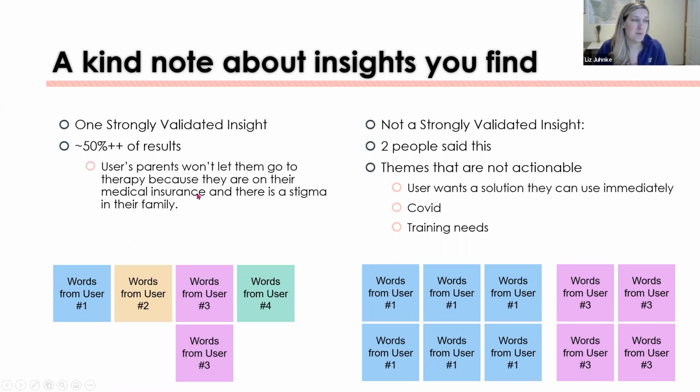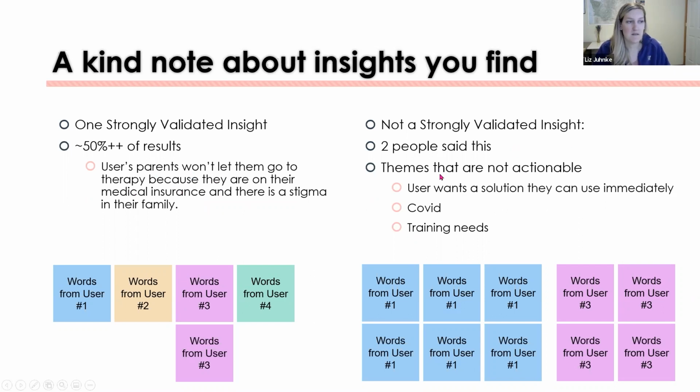So here on the left, I do want to point out again, the themes in your synthesis I'm actually looking for. I do joke with Gary and others that synthesis is one of the hardest things for students to do really well. So a good insight or a good theme is something like: the parents won't let them go to therapy because they're using the same medical insurance. There's a stigma in the family around mental health and therapy. That's a really strongly validated insight. That's very clear. It's a very clear problem, right?